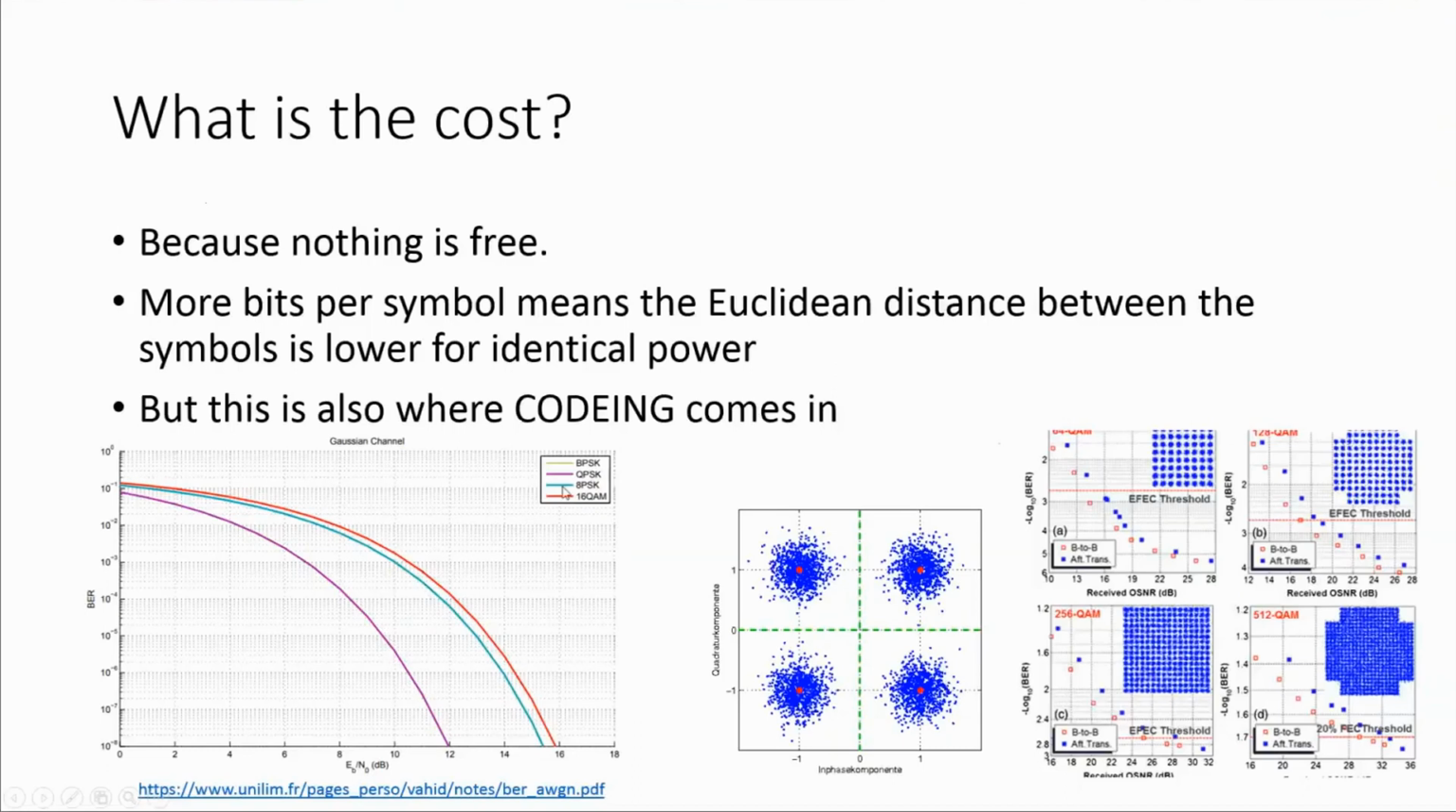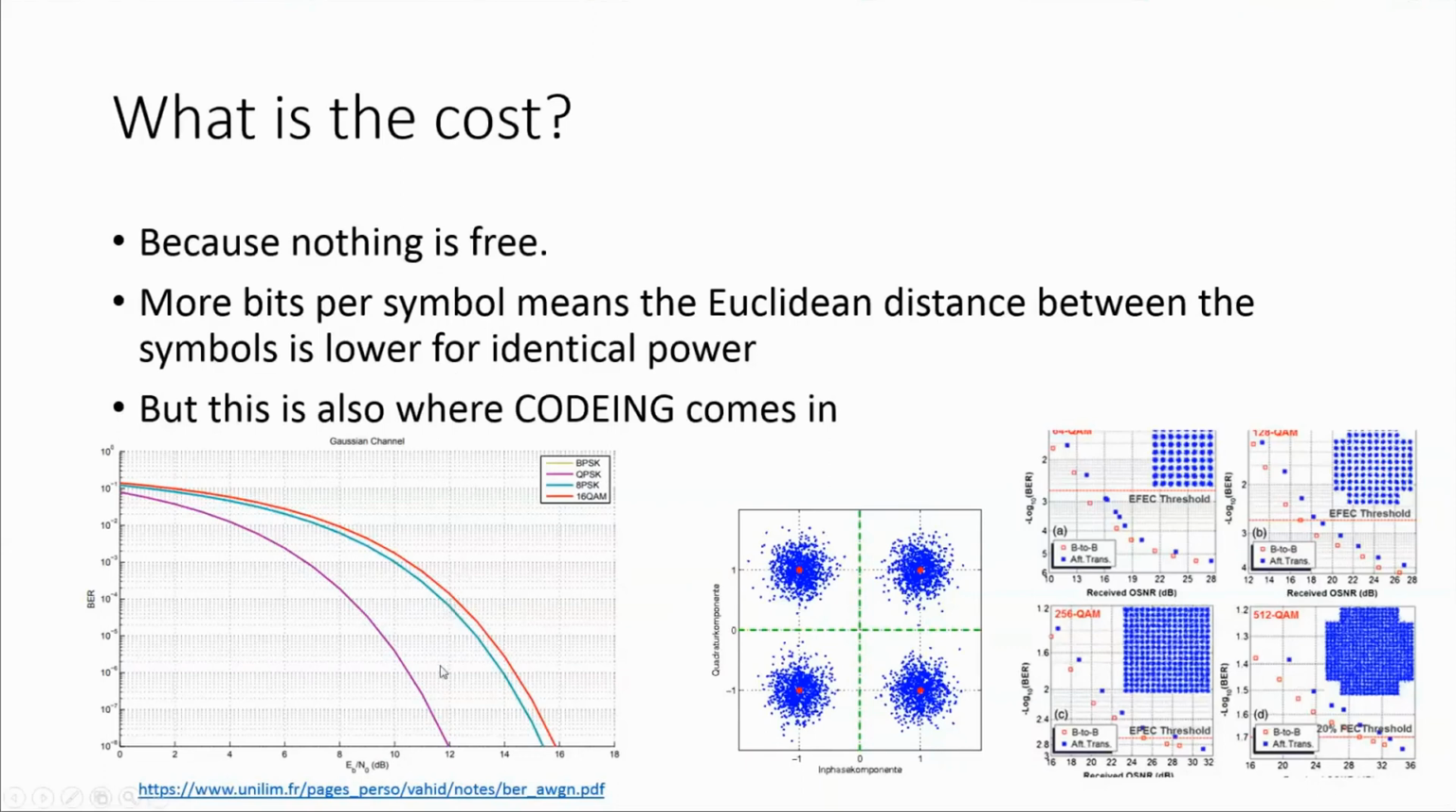QPSK is orthogonal to BPSK, so the error rate's the same, the performance is the same. But if we go to 8 phase shift keying or 16 QAM, you see that for the same amount of energy per bit versus noise, or SNR, our bit error rate is quite a bit worse. Here it's 4 orders of magnitude worse. That's what we pay to get that capacity.